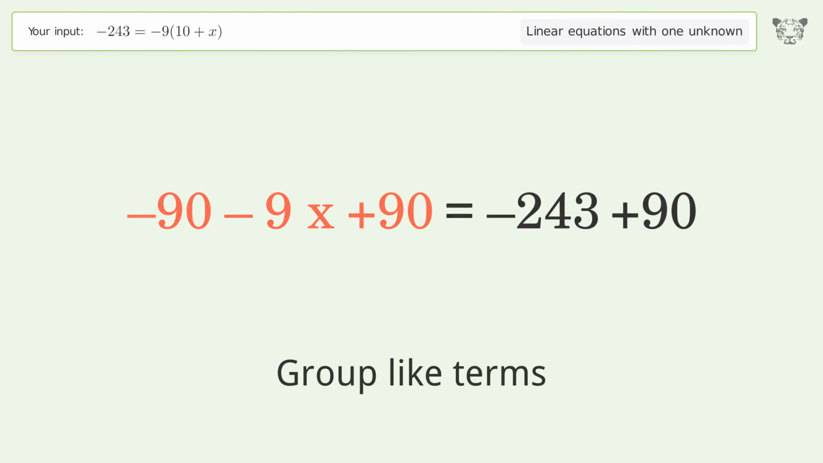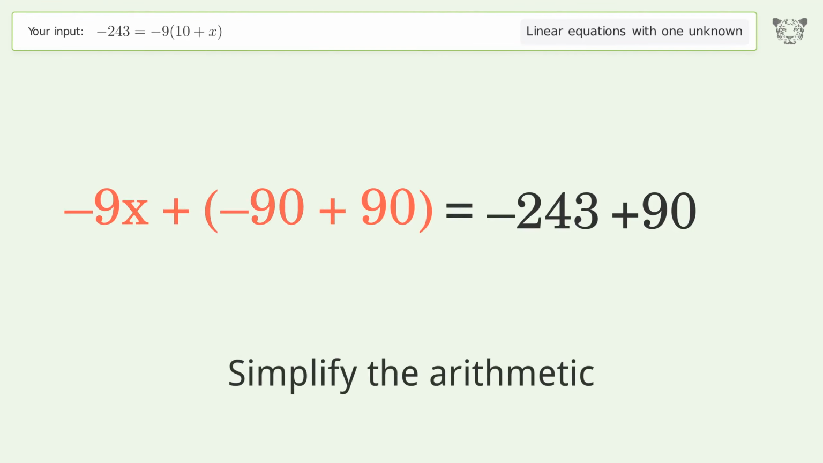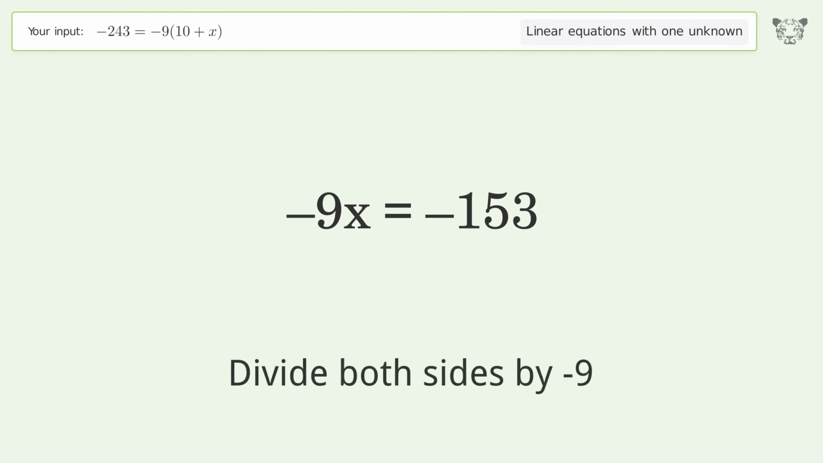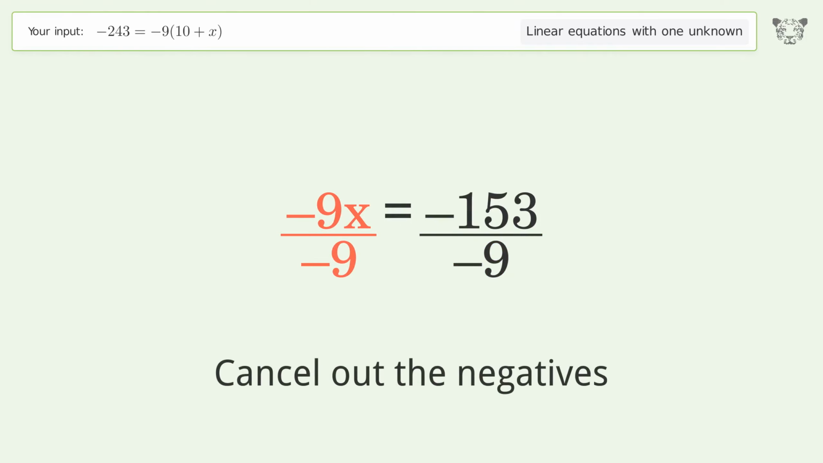Group like terms. Simplify the arithmetic. Isolate the x. Divide both sides by -9. Cancel out the negatives.